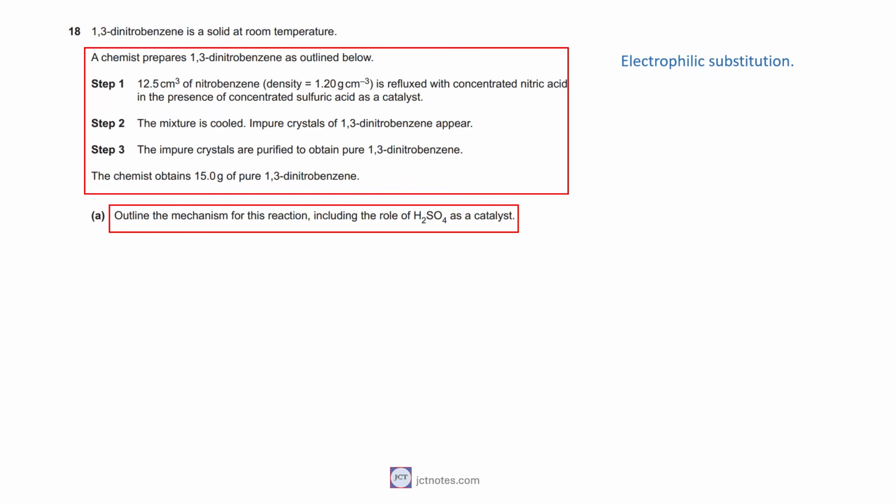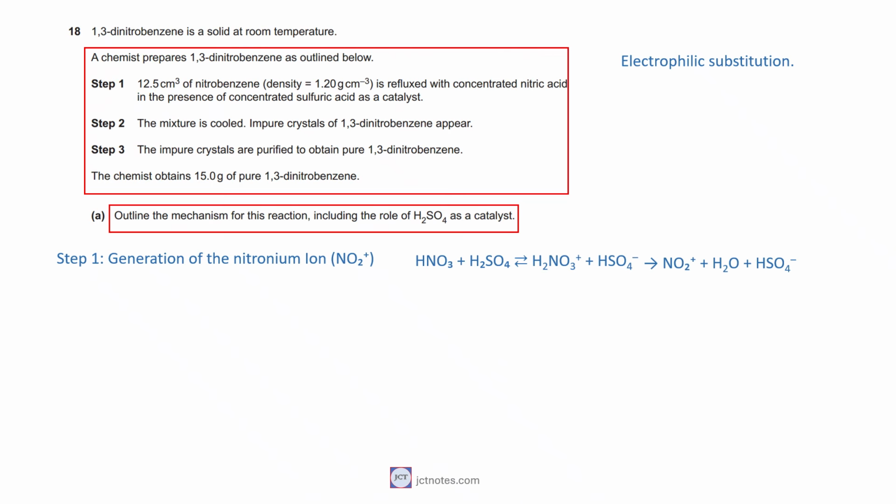The first step is the generation of the nitronium ion. Sulfuric acid is a much stronger acid than nitric acid. The sulfuric acid acts as a proton donor, and nitric acid acts as a base, accepting a proton, forming protonated nitric acid that is highly unstable and decomposes to form nitronium ion and water.